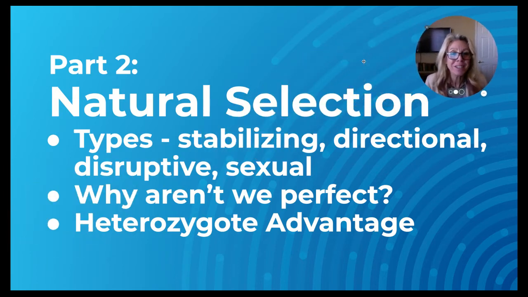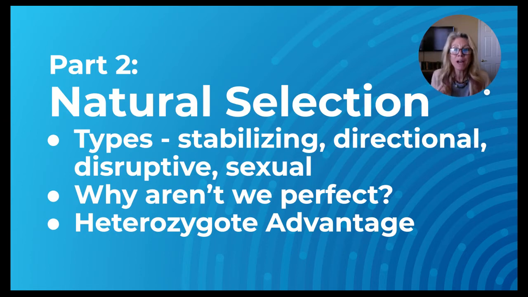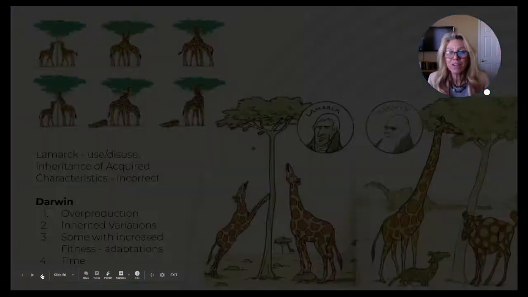So let me tell you what we're going to talk about in this video in part 2. We're going to talk about the different types of selection: stabilizing, directional, disruptive, and sexual selection. We're going to talk about why we aren't perfect, and then finish up with the heterozygote advantage. So here we go. Quick review.